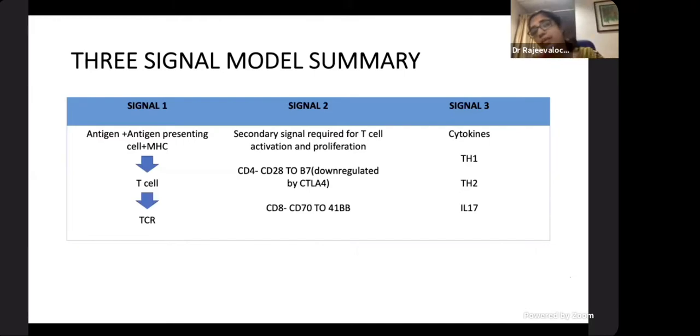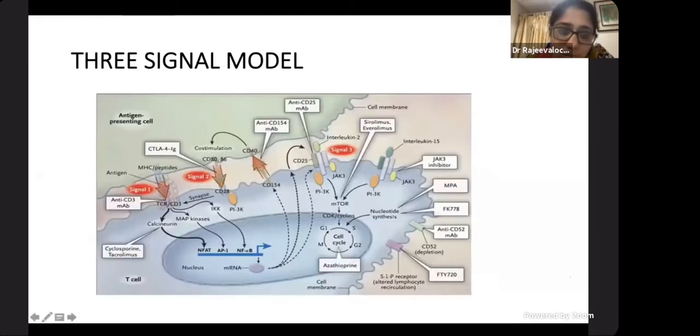Once the CD28 on the CD4 cells binds to the B7 molecules, it activates the T cell further, and there is T cell activation and proliferation. Similarly, the CD8 cells have CD70 on their surface, which binds to the 4-1BB complex on the antigen presenting cells. This is shown here as signal 2. This is the CD80-86, which I was talking about, B7-1 and B7-2 on the antigen presenting cells, which binds to the CD28 present on the CD4 cells, and then it activates the pathway.